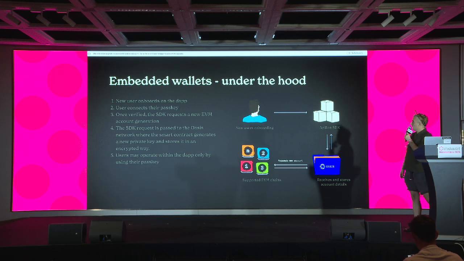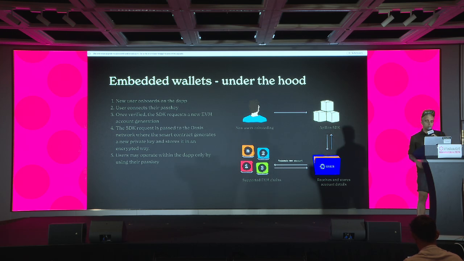All right, so how does this look under the hood? You integrate this SDK into your existing flow. The user onboards into the dApp, so they enter their email, then enter the code received in their email. The passkey is initiated, and the SDK requests new EVM account generation.